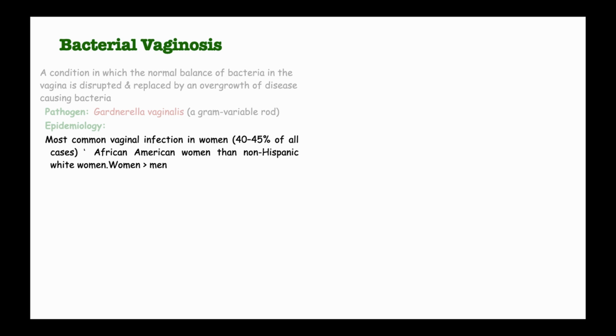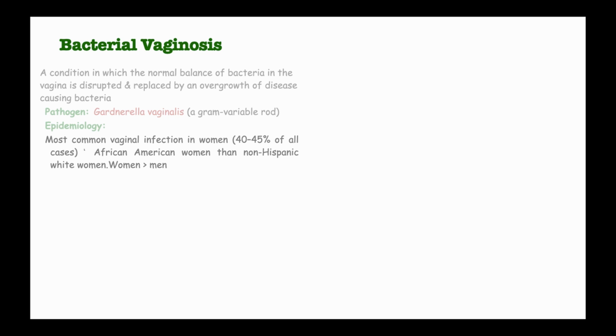Approximately 40 to 45% of all cases of bacterial vaginosis, and it is increased in African American women than non-Hispanic white women. The reason for this is not well explained. And obviously, it will be more in women than men. However, we find that the urethras of men whose sexual partners have symptoms of bacterial vaginosis are frequently colonized with the same strain of Gardnerella vaginalis.